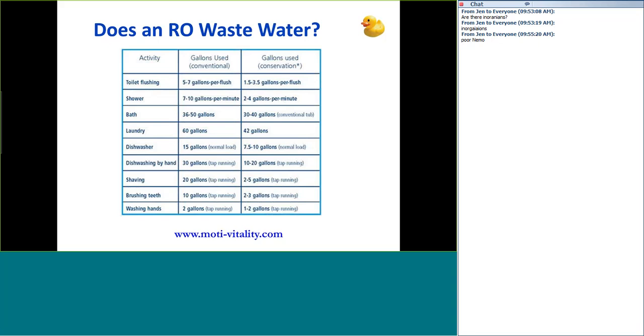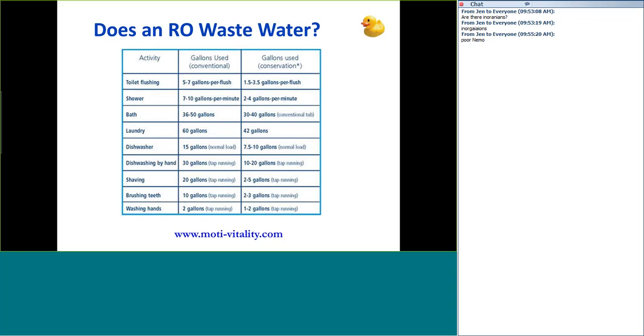Multiply that by 4 people in the house, each going to the bathroom, let's say, 3 times a day, right? So let's say 1.5. So now you've got 4.5 gallons of water per person in that house. So that's roughly 18 gallons just from a toilet flush within a family of 4. Twice as much as a reverse osmosis.